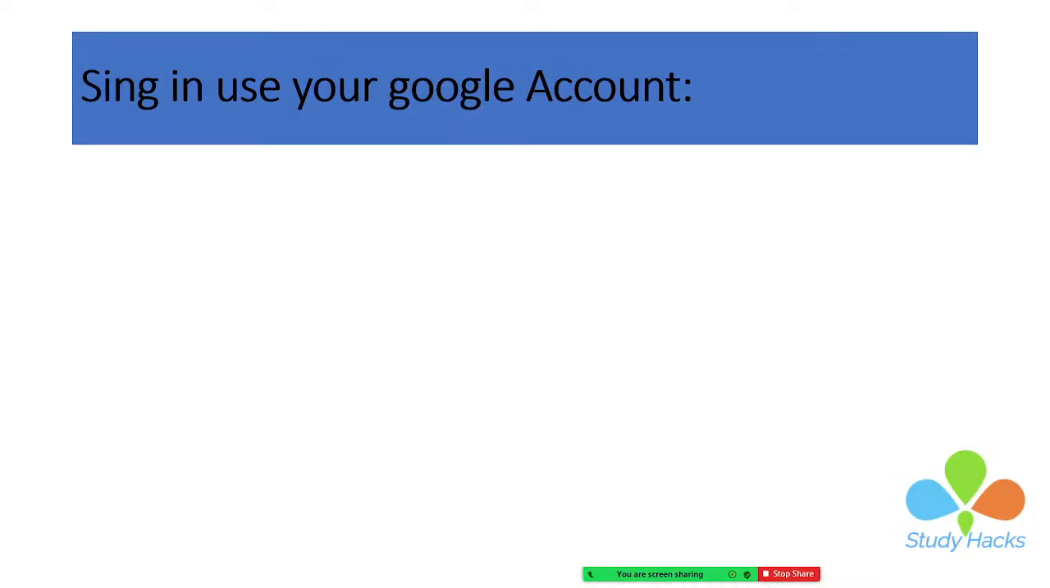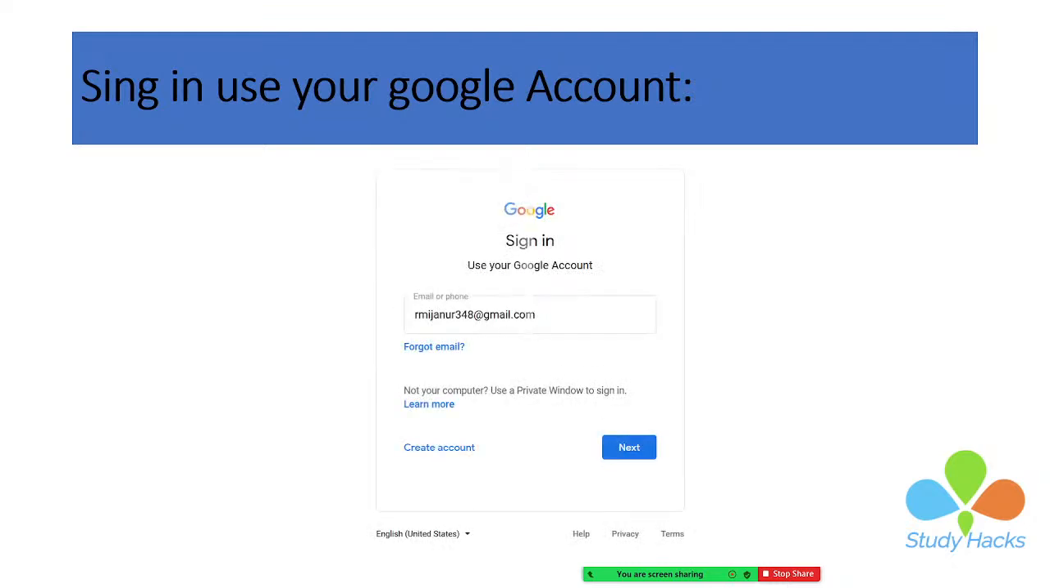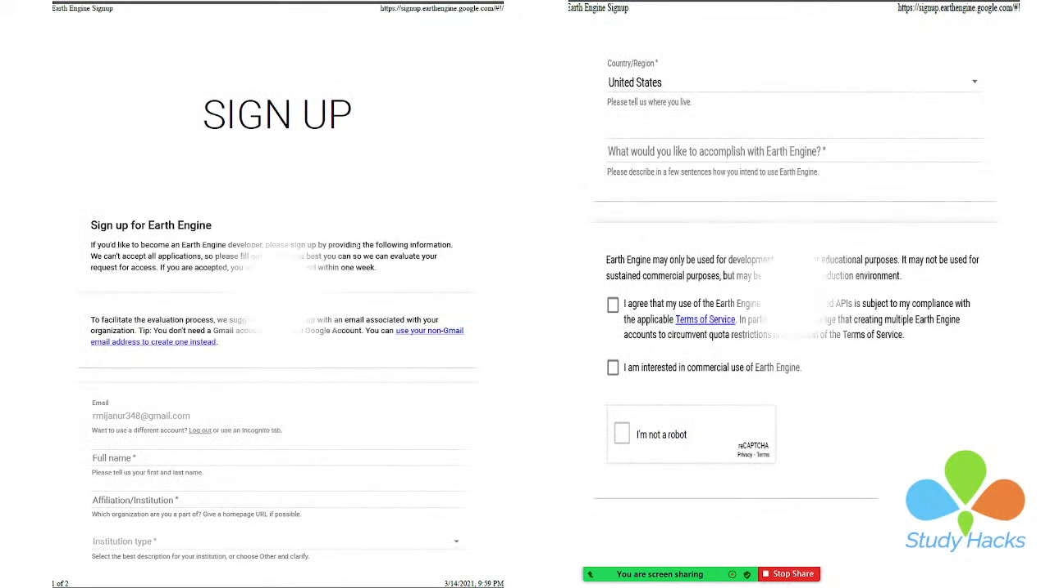Then you can simply put your email address. If your email address is an institutional email, then it will be better, because at this time Google Earth Engine checks this type of email. If your email is an institutional email, then it will be better. Then put your password, and you will get a form like this.